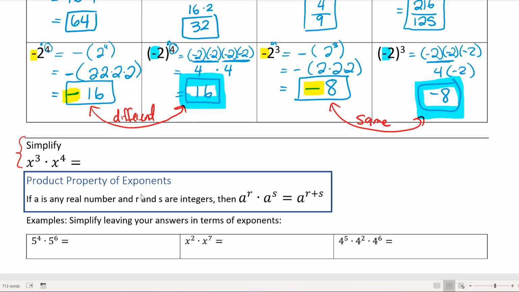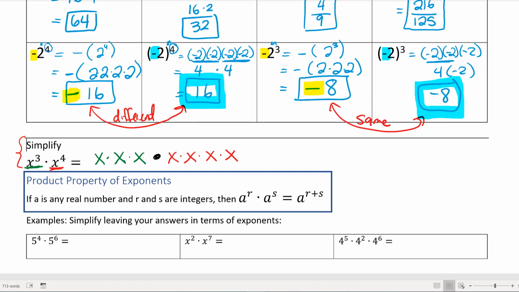So what does x cubed mean? We'll do that one in green. X cubed means x times x times x. Okay, that's what x cubed means. Then it says we're multiplying by, and then we'll do the next one in red here, x to the fourth. Well, that's x times x times x times x, 4 times. That's what the exponent means.